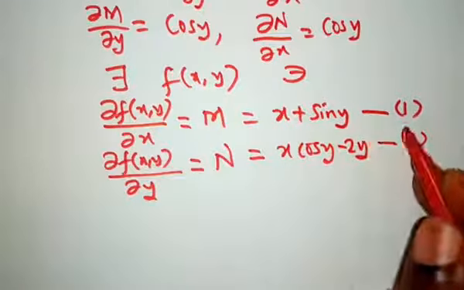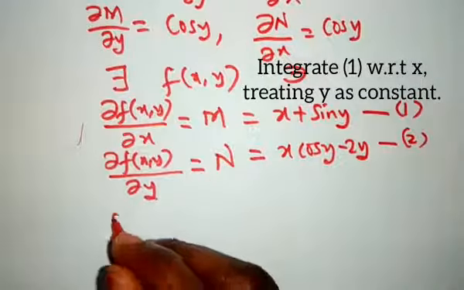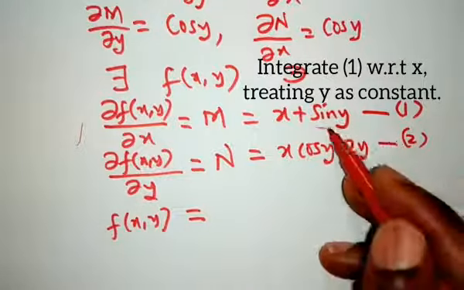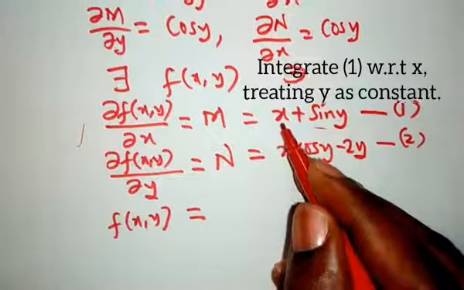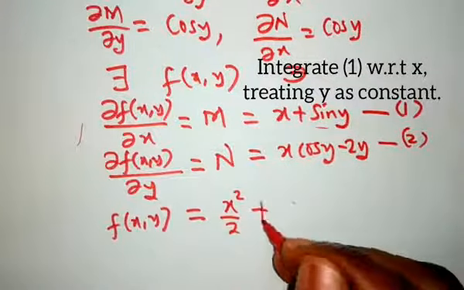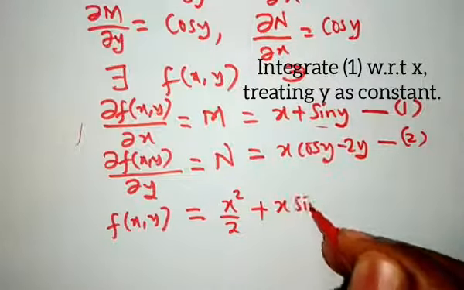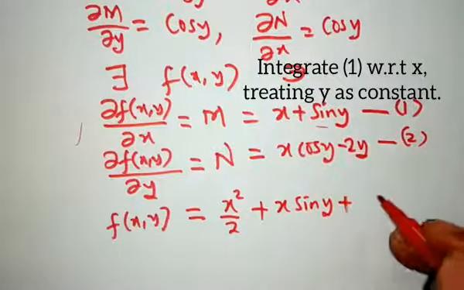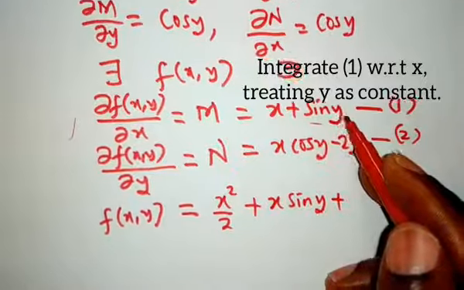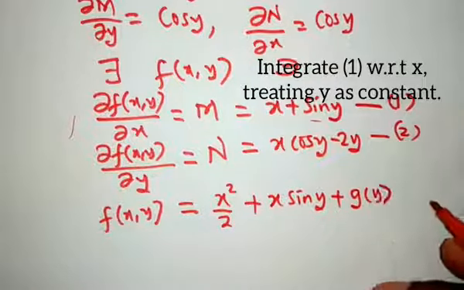So if I integrate equation 1 with respect to x, we will have f of x comma y equals, integrate this with respect to x. If we integrate x with respect to x, it gives us x squared over 2, plus integrate sine y with respect to x gives us x sine y, plus the constant of integration. And in this case, since we are treating y as constant, the constant of integration will be a function of y. So we call that g of y.